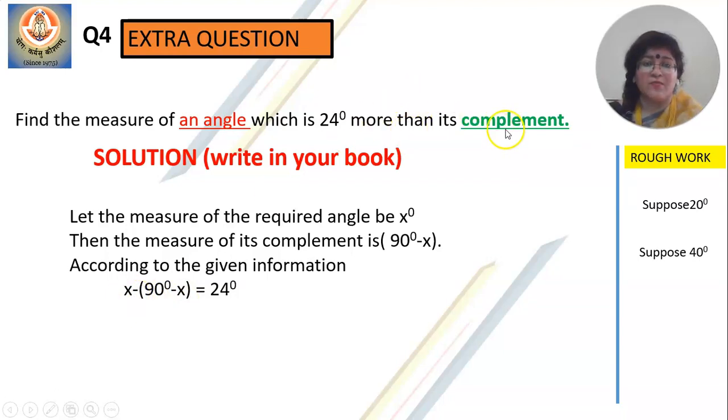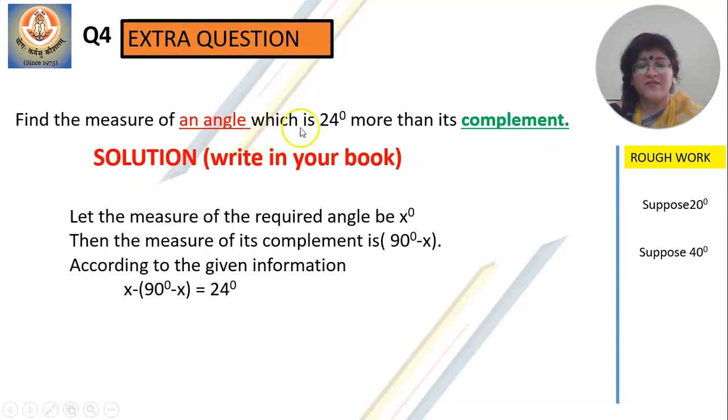More than its complement. That means we are talking about the difference of the angles. So the difference between the angles is 24 degree. So here you will write x minus (90 minus x) equal to 24 degree. This step is very important. I hope you have understood this.